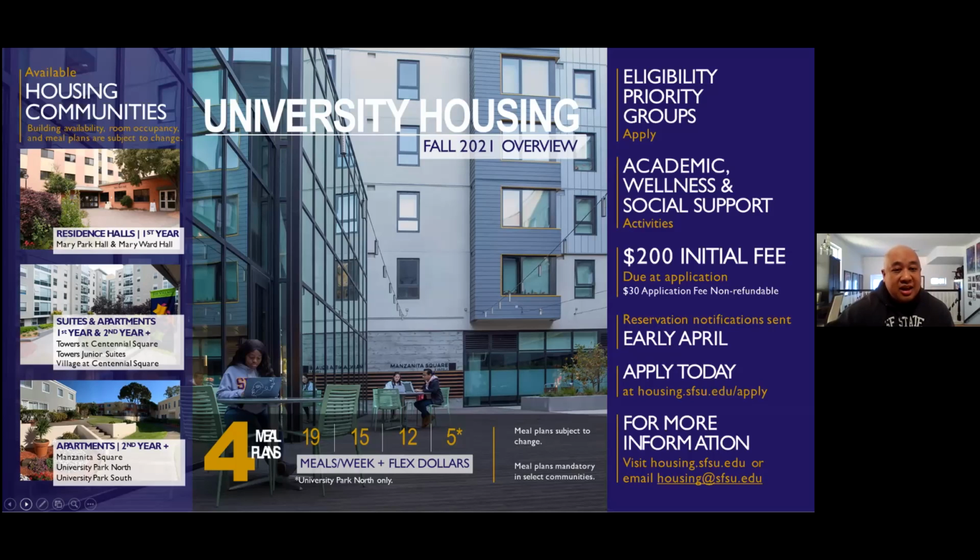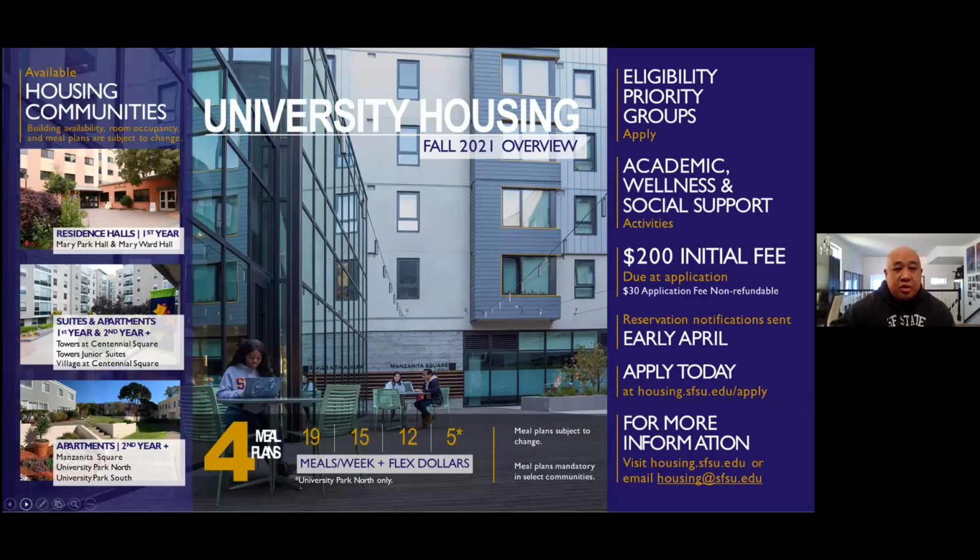At the bottom of the slide, you will see the meal plan options that will be available, which are 19, 15, 12, and 5 meals a week plans. Each plan will also come with a set amount of flex dollars. And flex dollars are essentially an extension of the meal plan, which can be used to purchase additional meals or retail food items at one of the retail locations that our meal service provider operates.